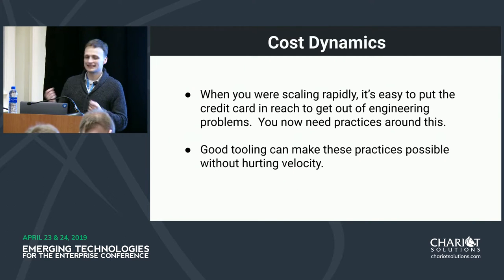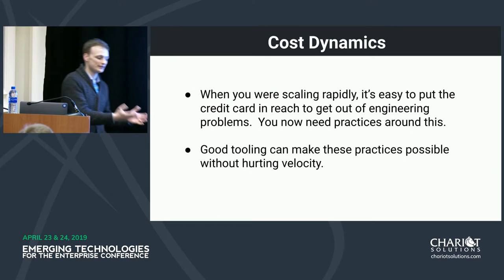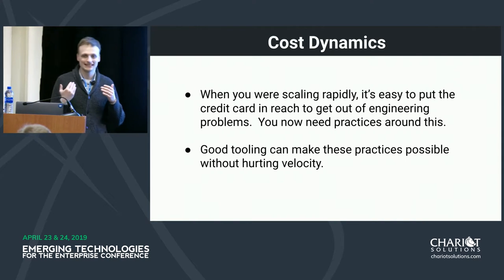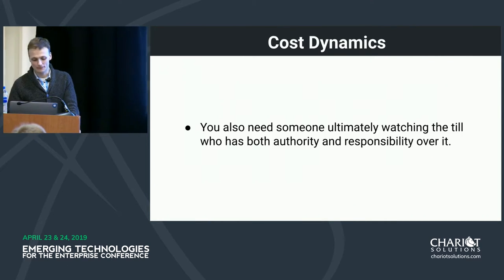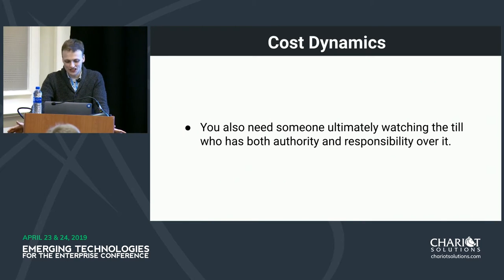And that means that the same practices that you follow to put out good quality code can now be applied to build good quality infrastructure as well, which is really convenient because it makes it much easier to be mindful of cost in the same way that you're mindful of writing good quality, maintainable code. You also need to make sure that someone is watching the till and they have both authority and responsibility over that. Again, from an organizational dynamics perspective, one of the worst things you can possibly do is give someone responsibility for something without the authority to do anything about meeting the responsibility. That's just one of those big underlying things when it comes to building any kind of engineering organization.